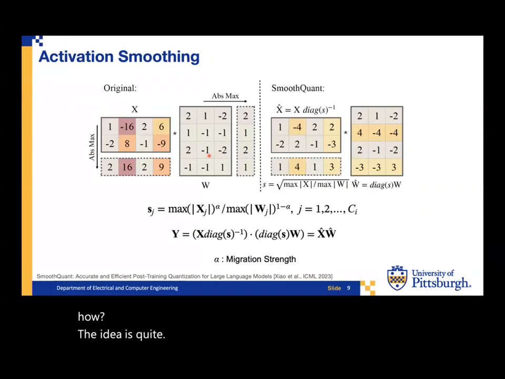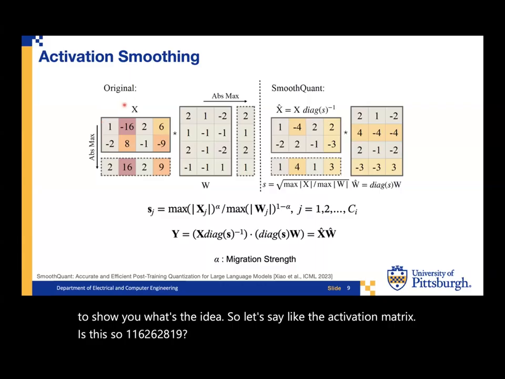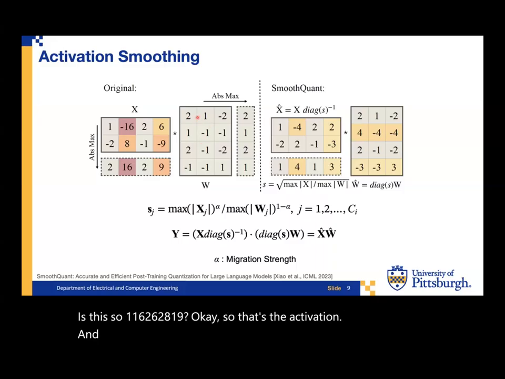The main idea is, let me first use a quick example to show you. Let's say the activation matrix is this: 1, 16, 2, 6, 2, 8, 1, 9. That's the activation. And the weight is 2 1 2. I'm going to discard the signs: 1 1 1 2 1 2.